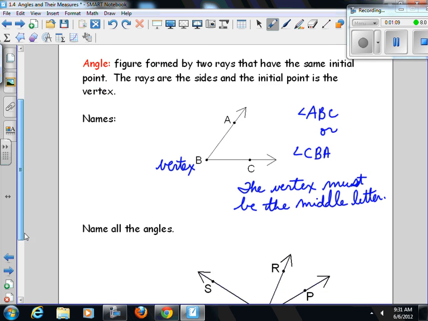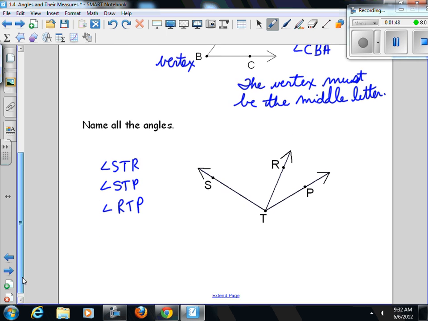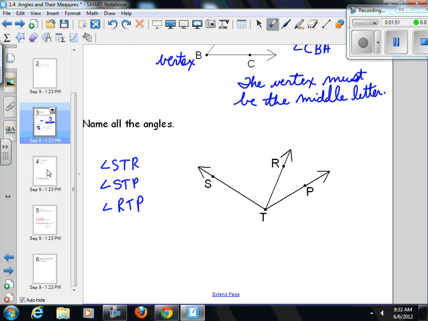All right, so now let's move on. In this picture, we want to name all of the angles here that we see. Well, for starters, we see angle STR, so let's write that down. We see angle STP, and we also see angle RTP. Now PTR would be another name for RTP. PTS you could use for angle STP, and RTS you could use for STR. So either way you look at those, there's a couple of ways to name these angles. So let's move on.